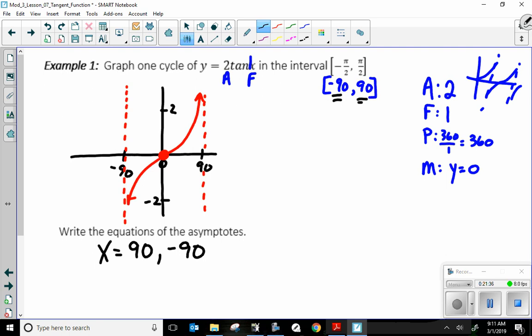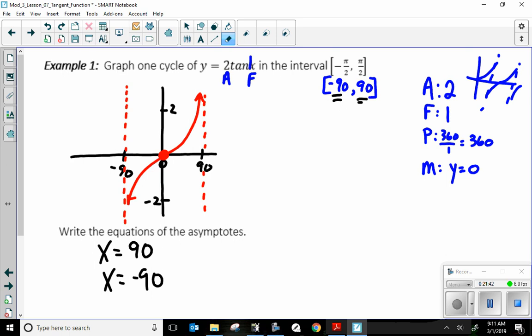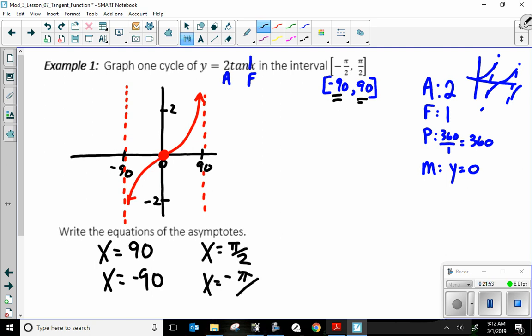If you want the equations, maybe you should write x equals for both of them, because it says write the equations, plural, so you should have 2 equal signs. How else could you write them? You could say x equals pi over 2, because that's the radian version, and x equals negative pi over 2. You can write them either way, in degrees or radians. A little weird, but let's keep at it and get comfortable with it.